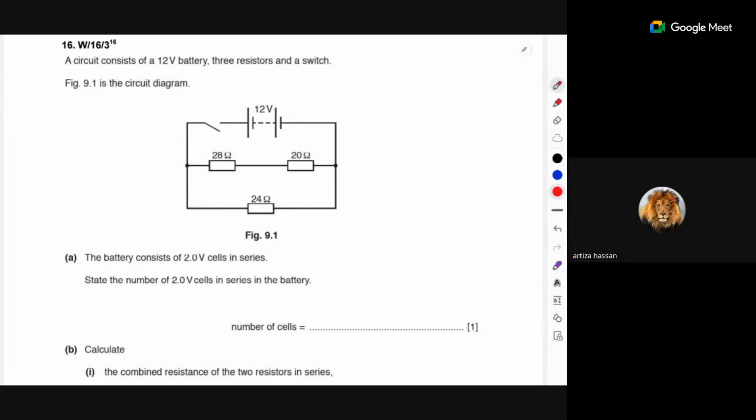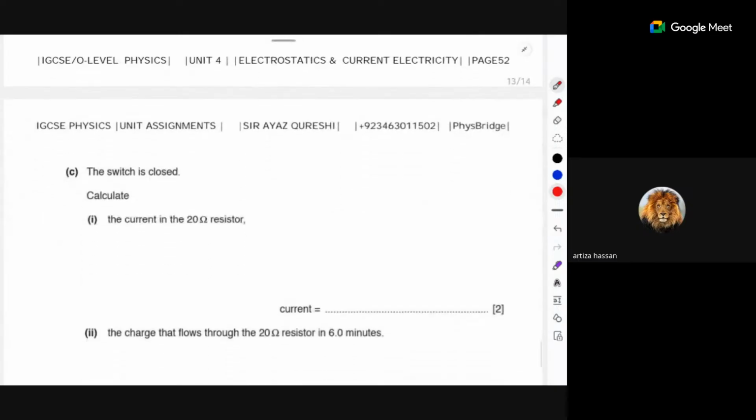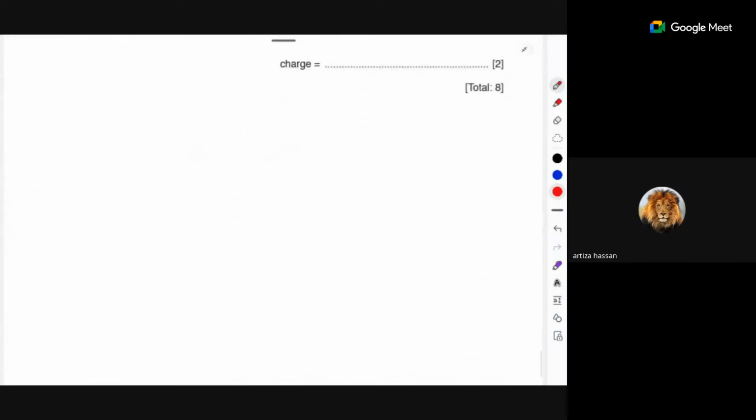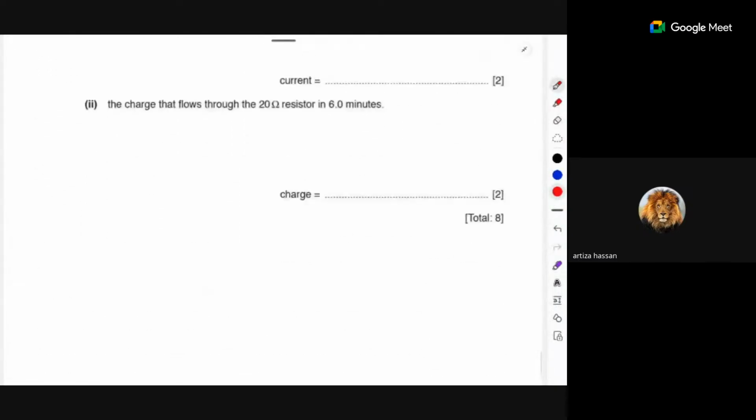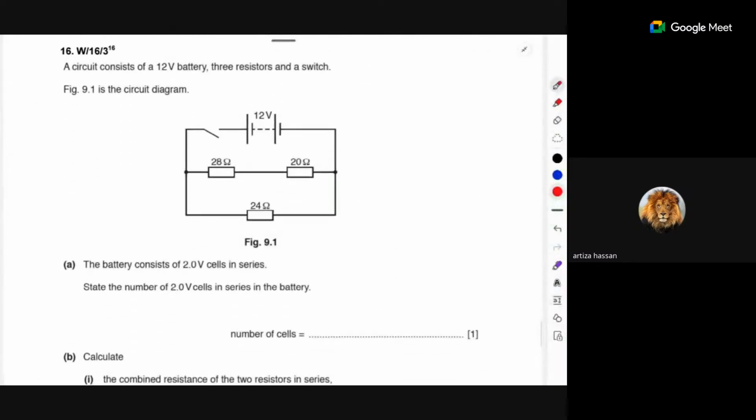Question number 16. How many of you have solved this question? It will be an easy question, I hope so. Yes, this was the last question of the worksheet. Should I solve it for you?